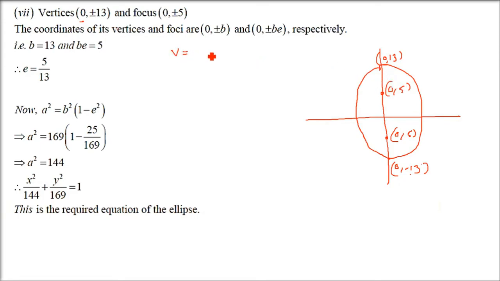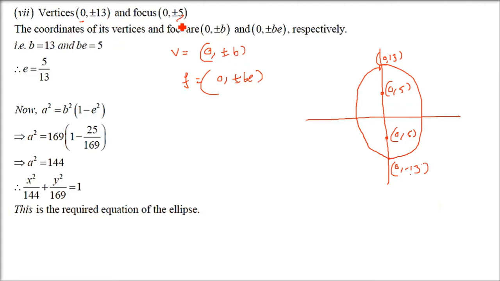So this vertex is 0. Now the convention is we are not changing the equation. It will be x square by a square plus y square by b square equals 1. It will remain the same. But here, the vertices are not a, 0 with plus minus a, it's 0 comma plus minus b. And the focus will be 0 comma plus minus be. This is a vertical ellipse.